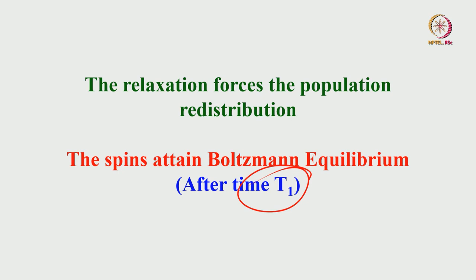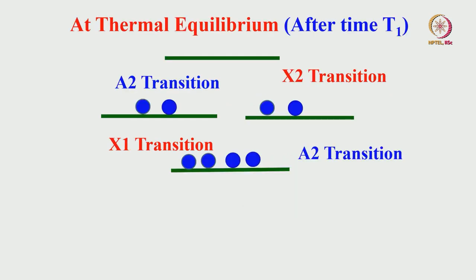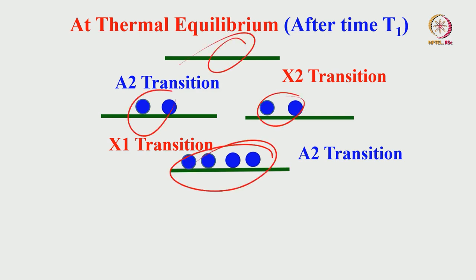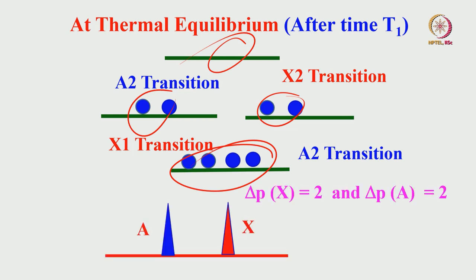Now I have waited for some time. Let us see what is the population difference. See, there is some redistribution that has taken place. Now, there are 4 spins here, 2 here, 2 here and no spins here. But never be under the impression there are no spins in the state here, beta beta.